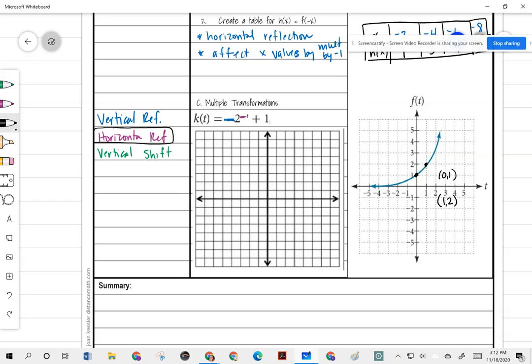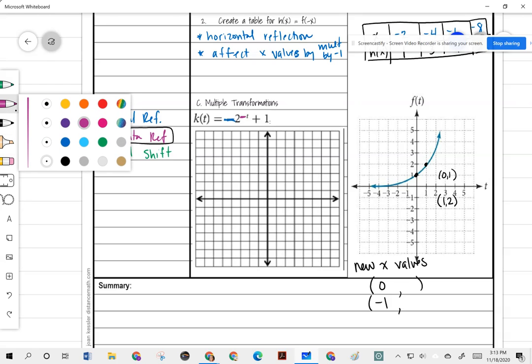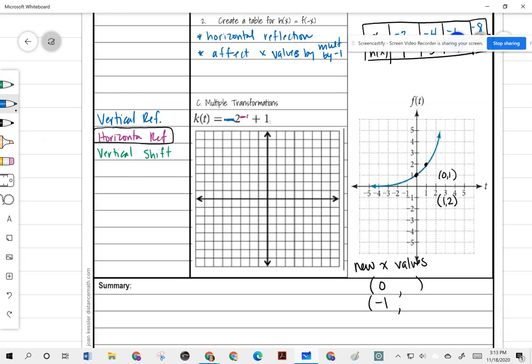It's a horizontal reflection, which means my new values are going to be 0 times -1 is 0. And then 1 times -1 is -1. All right, so now I have a vertical reflection. So not only am I going to have to multiply by -1, I'm also going to have to be adding 1 according to the vertical shift and the reflection.